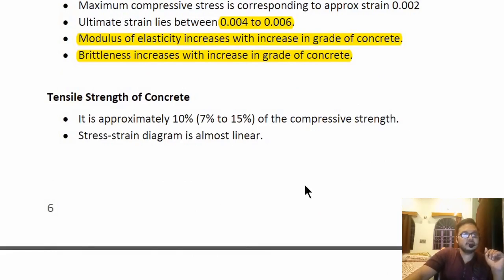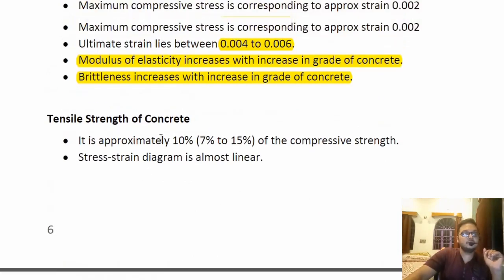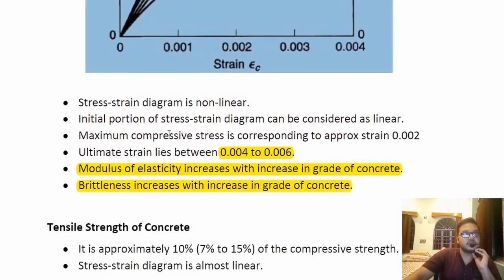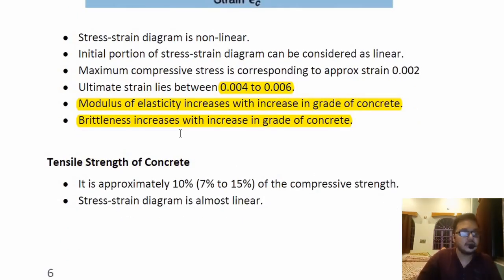Next is the tensile strength of concrete. After the compressive strength, we are moving on to the tensile strength. Compressive strength is when we compress. Tensile strength is achieved due to the pull. Whenever we are pulling a concrete element, some stresses are generated, and those are the tensile stresses. So we also need to check the tensile strength of a particular concrete.